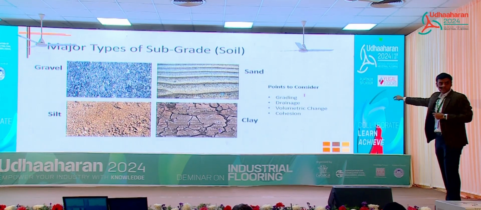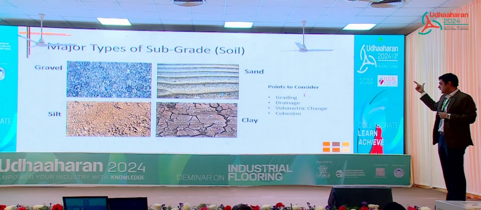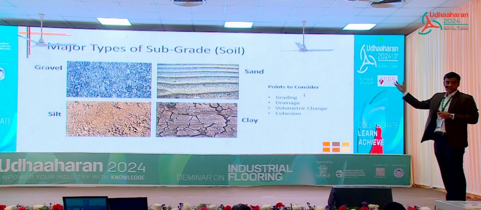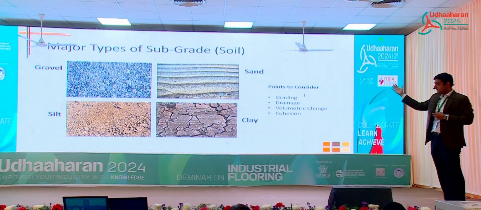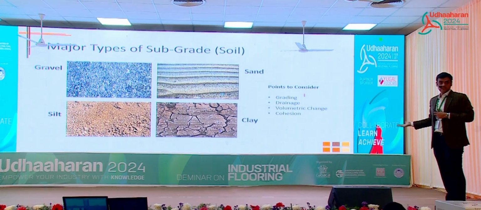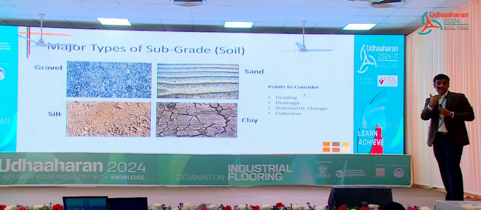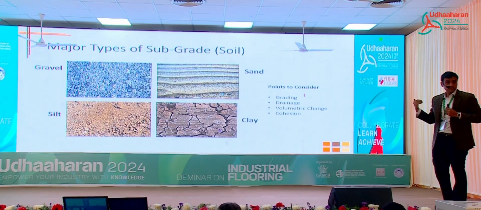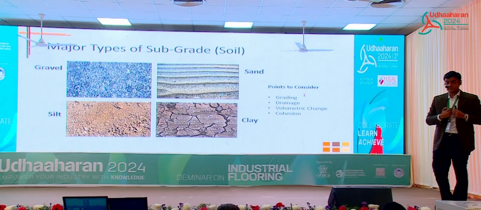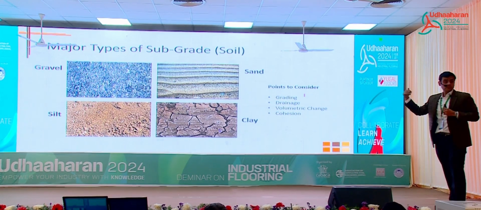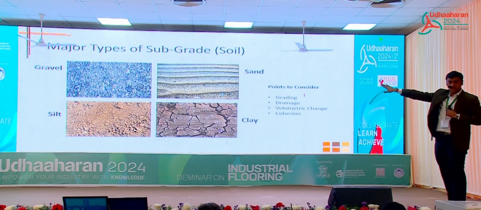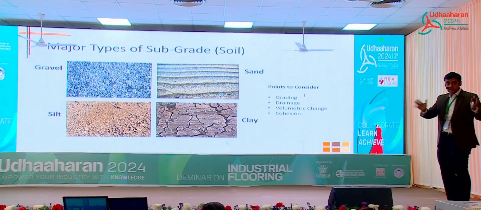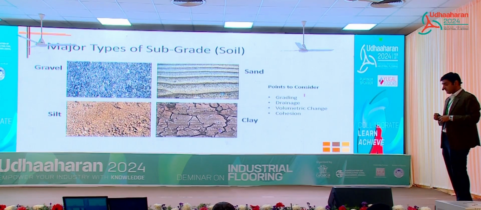If you look at the points to consider: grading, drainage, volumetric change and cohesion. Grading: gravel is the coarsest, then comes sand, silt is finer and clay is the finest. So you need, like we do in concrete, right? We grade from 20 mm down to 150 or 75 microns. This is what you need in your soil also. You need to start with gravel and end at a little bit of clay. You need clay. I will explain to you why you need a little bit of clay.